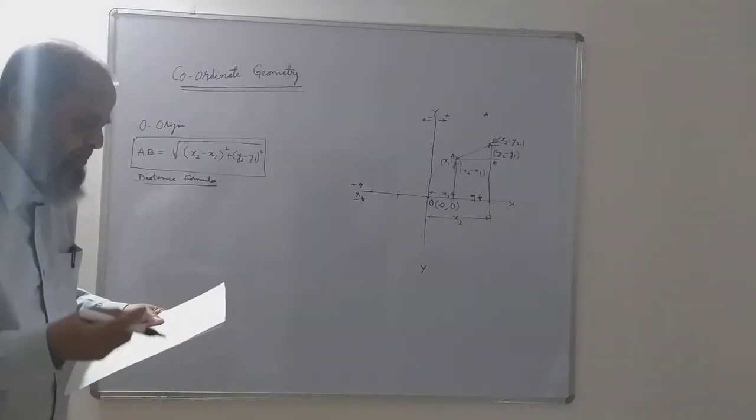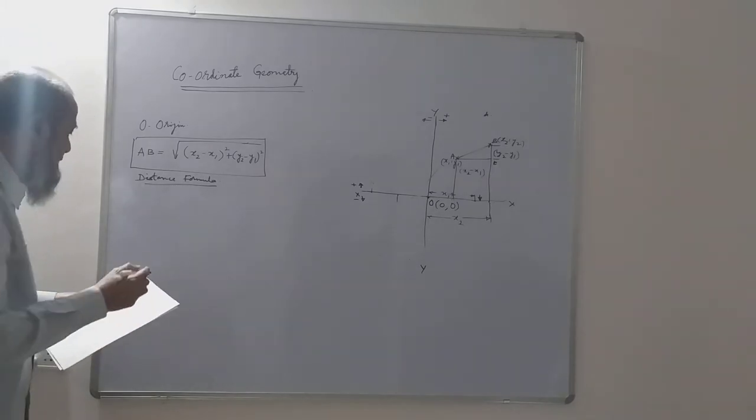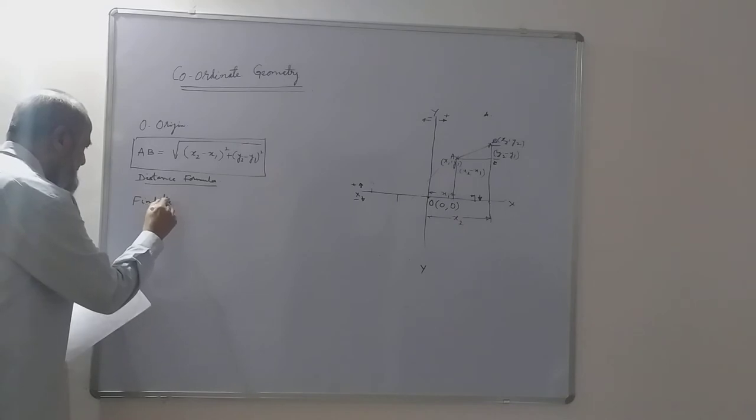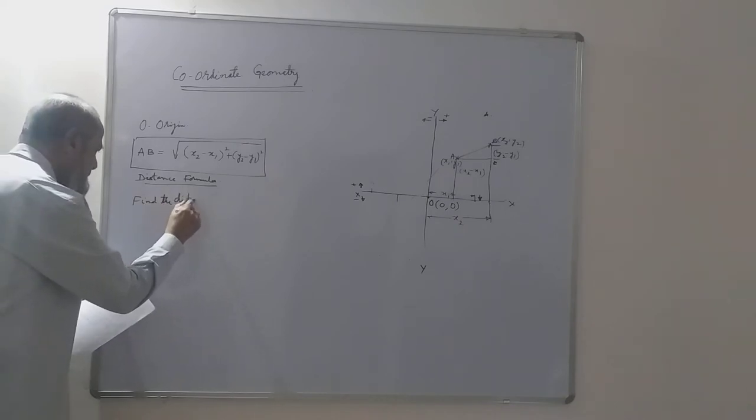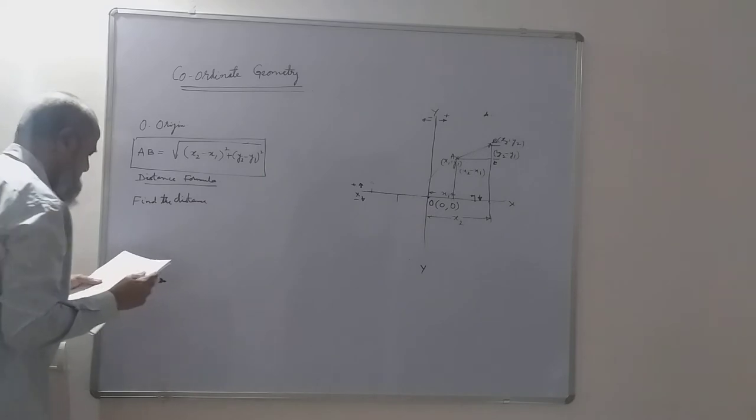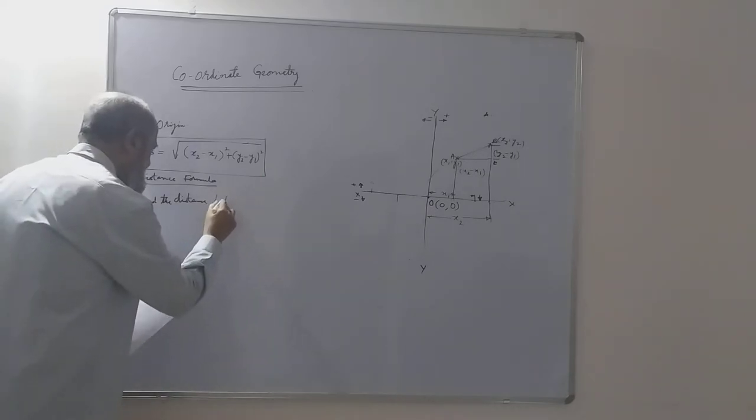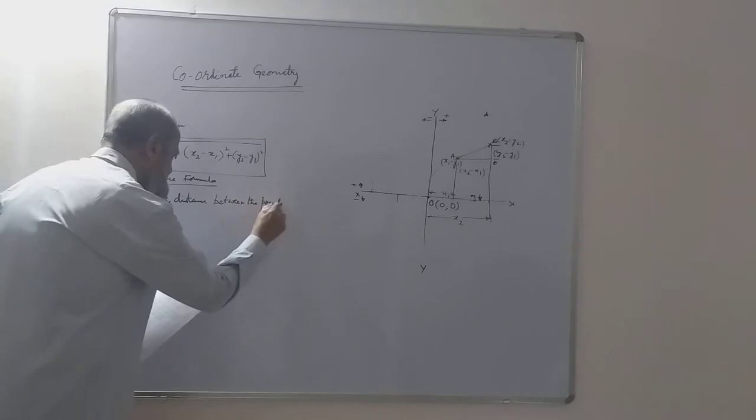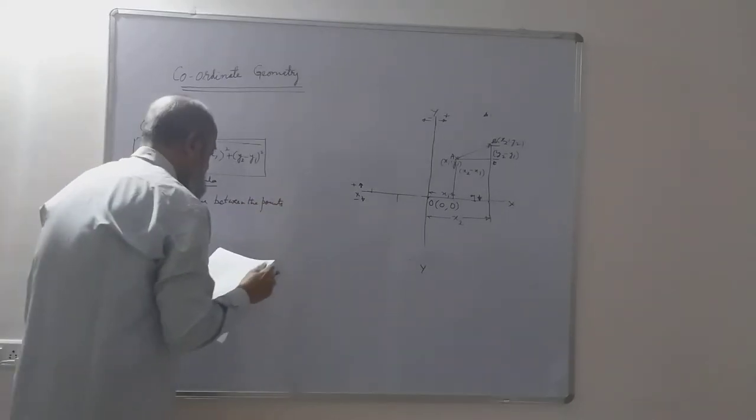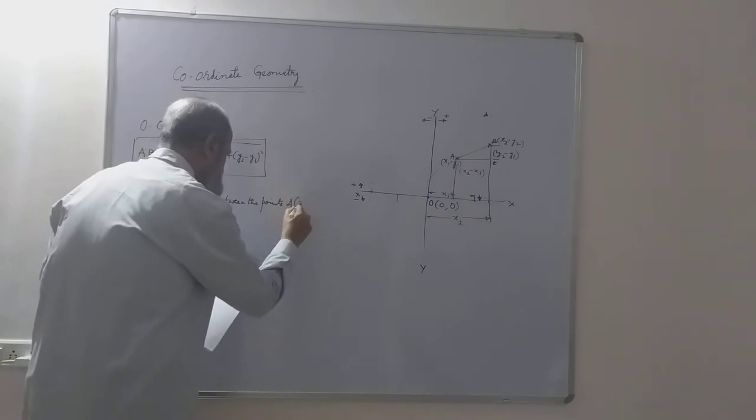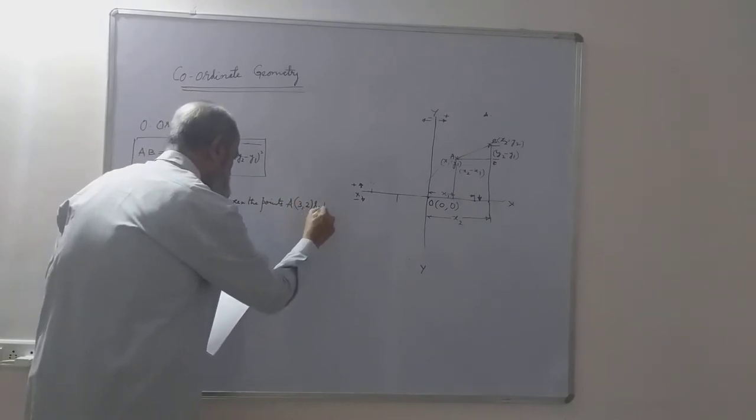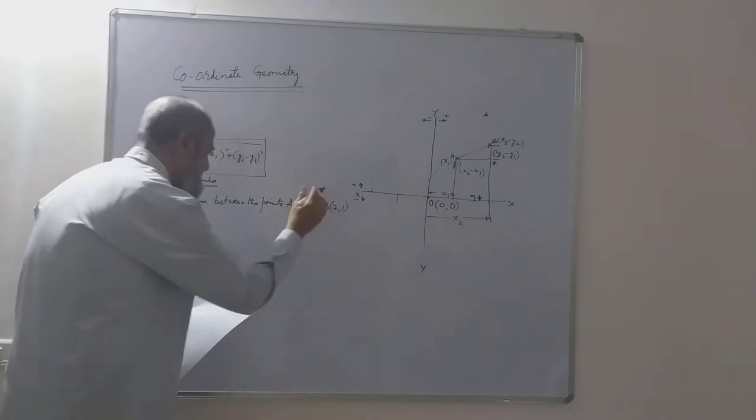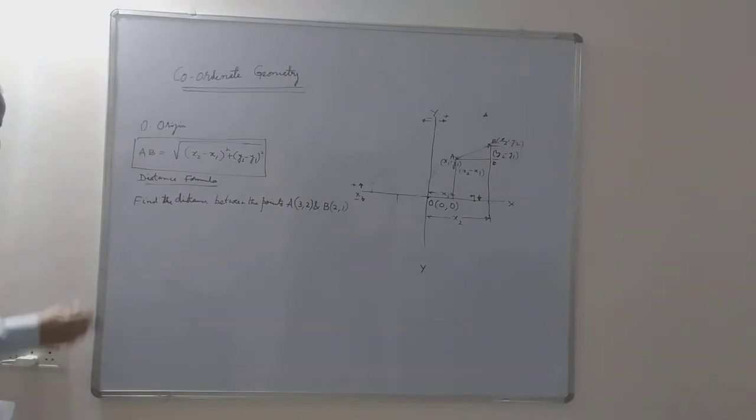Now here, the simplest of the problem will be like this. Find the distance between the points A, 3, 2 and B, 2, 1. This is a very simple, straight problem.